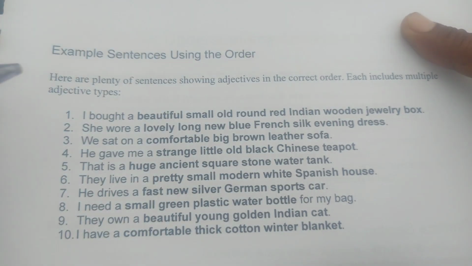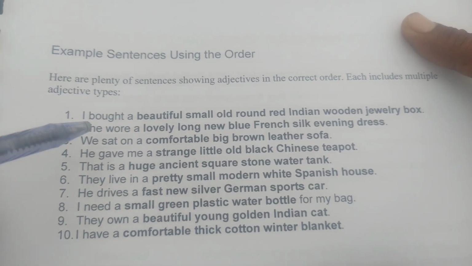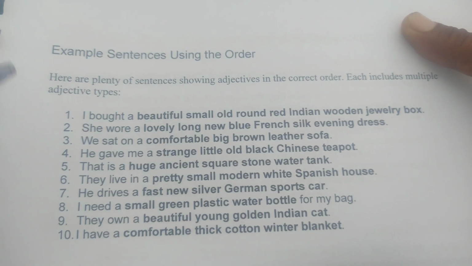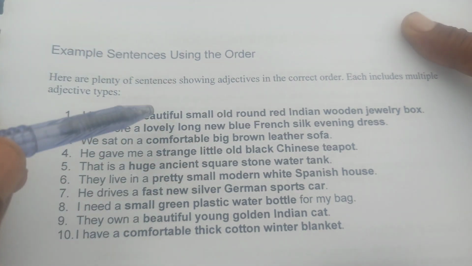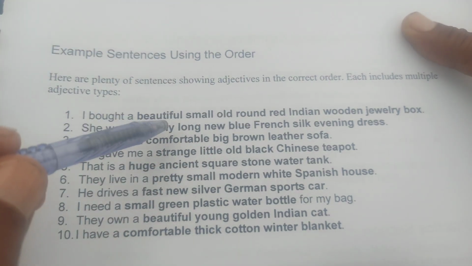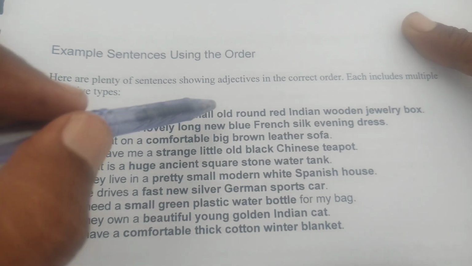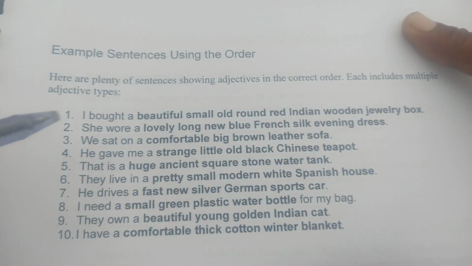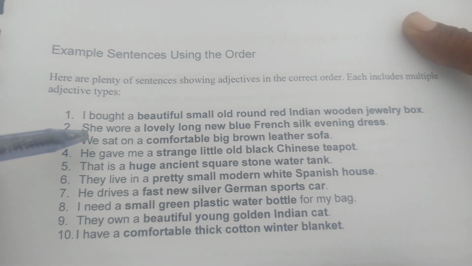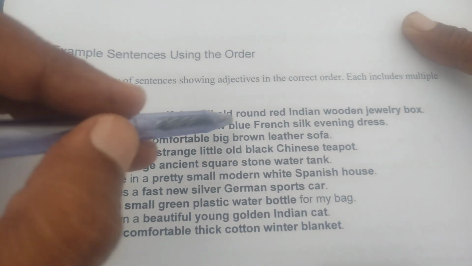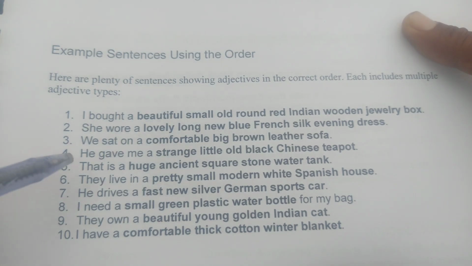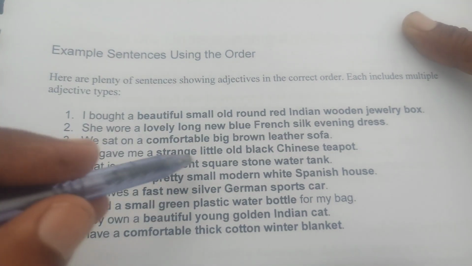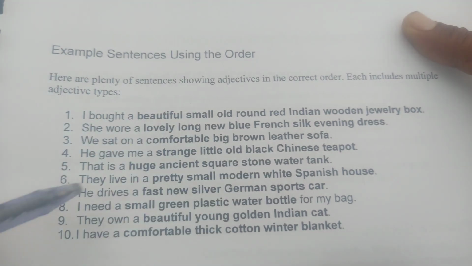Showing adjectives in the correct order. Each includes multiple adjective types. Example sentences: I bought a beautiful, small, old, round, red Indian wooden jewelry box. Now all these adjectives are used in order, in sequence. Beautiful, small, old, round, red Indian wooden jewelry box. Example 2: she wore a lovely long new blue French silk evening dress. He gave me a strange little old black Chinese teapot. That is a huge ancient square stone water tank.